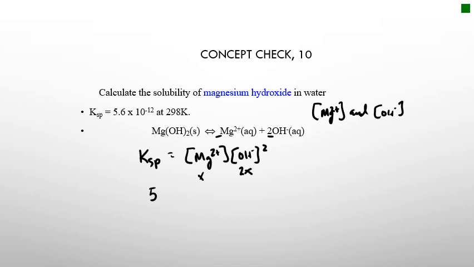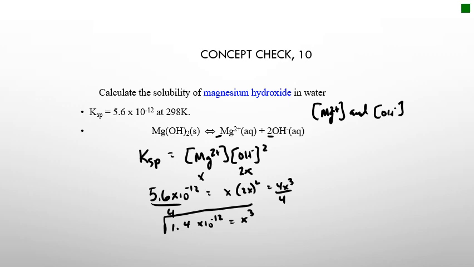So I can now take this, 5.6 times 10 to the minus 12th equals, I would have X times 2X quantity squared, which is 4X cubed. So the first thing I'm going to do is divide both sides by 4. So that would give me 1.4 times 10 to the minus 12th power equals x cubed. So now I'm going to take the cubed root of everything, and I find that my x is equal to 1.13 times 10 to the negative 4th molar.